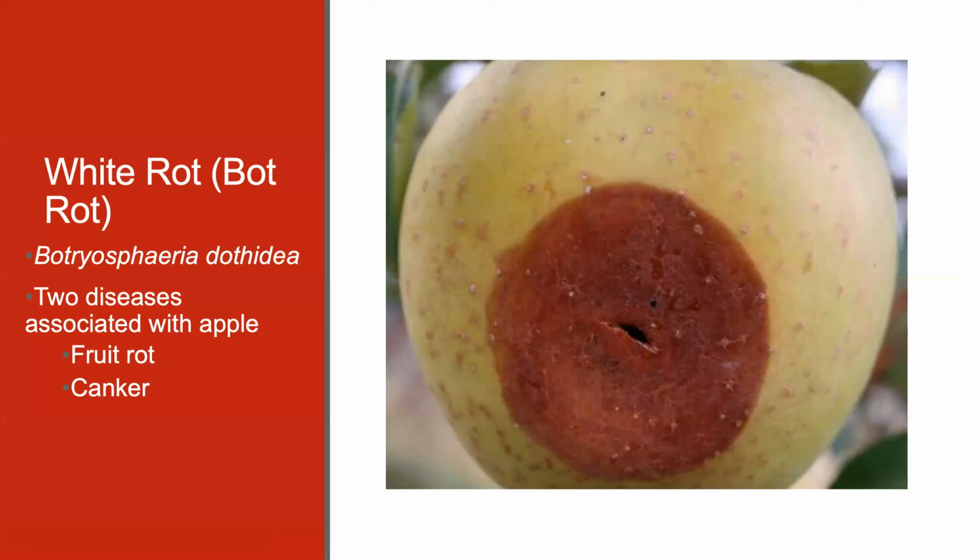As I mentioned, both black rot and white rot are caused by Botryosphaeria, but they're caused by different species. White rot is caused by the species dothidea. White rot is also referred to as bot rot. Botryosphaeria dothidea causes a fruit rot and a canker disease.